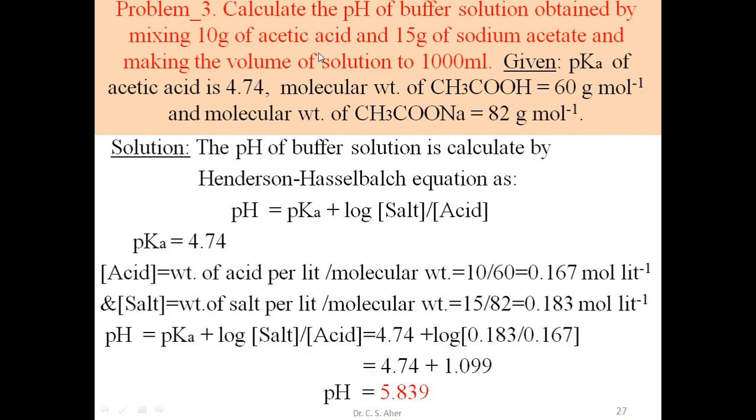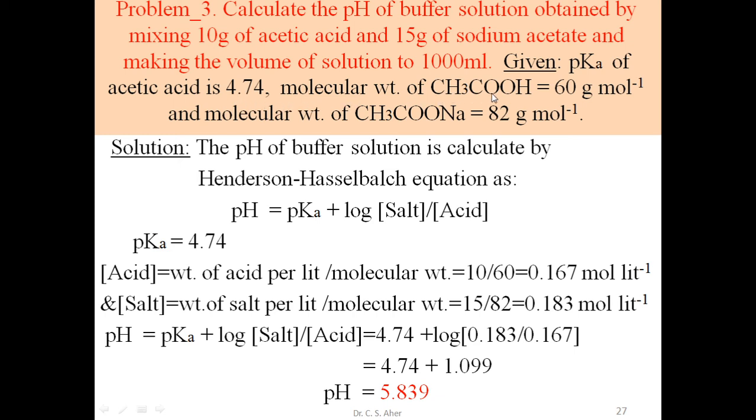Third example: calculate the pH of a buffer solution obtained by mixing 10 gram of acetic acid and 15 gram of sodium acetate, and making the volume of the solution up to 1000 ml, that is 1 liter. The volume of the buffer solution is 1 liter. In this 1 liter, they added 10 gram of acetic acid, that is a weak acid, and 15 gram of sodium acetate, that is a salt. For this example, the pK value is given. The pKa of acetic acid is 4.74.